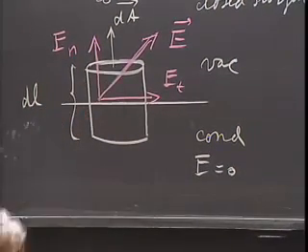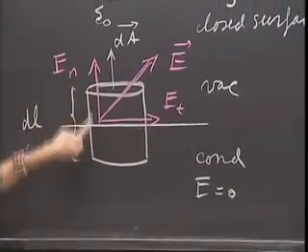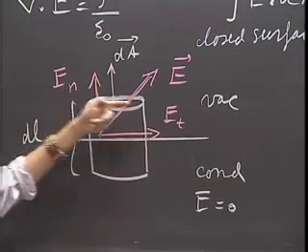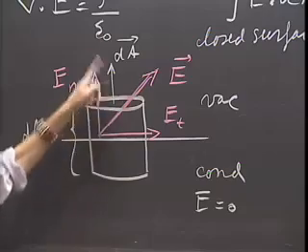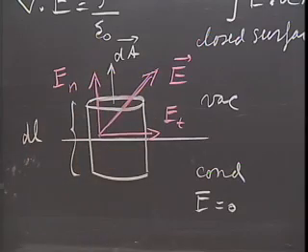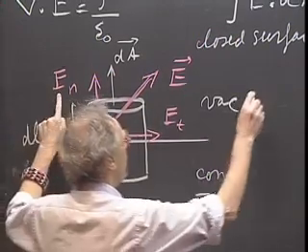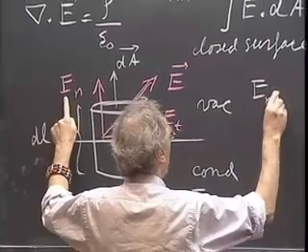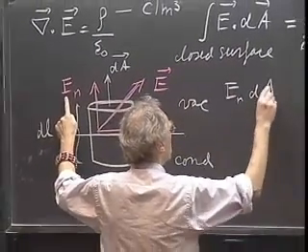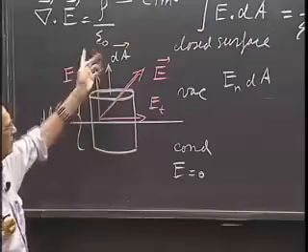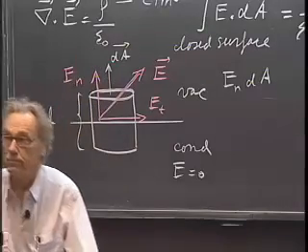This surface here, only E of n contributes because E of t is in the plane, so the dot product between this vector and this vector is 0. So I get as my first contribution E of n times dA. That is the flux leaving that surface.